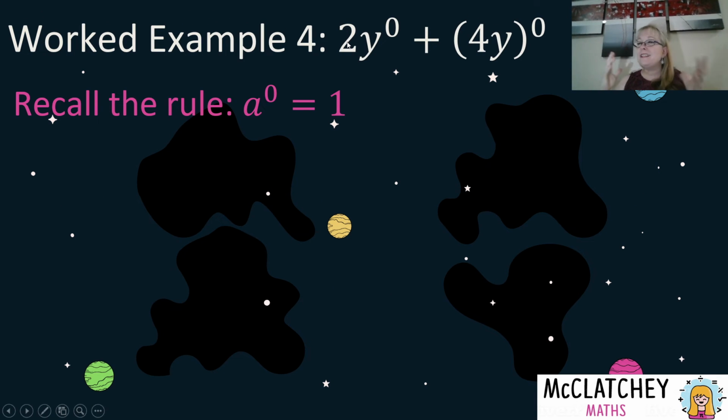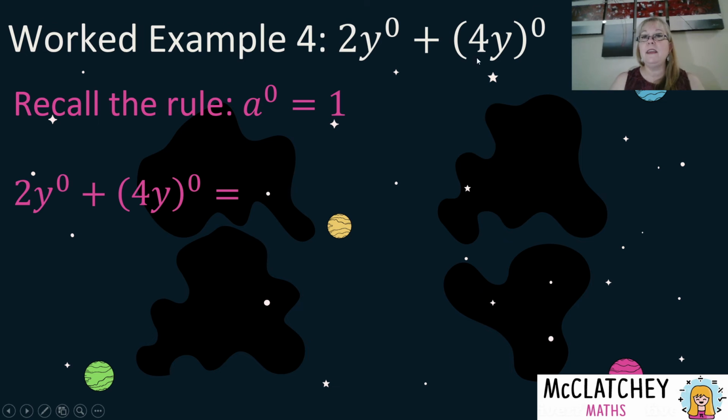Okay, so we've got one of these examples again, trying to trick you. So we've got 2 multiplied by y to the power of 0 plus everything in brackets for y to the power of 0. So we've got the law being applied in 2 different ways here. So first of all, let's look at this first part here, 2y to the power of 0. 2 is not raised to the power of 0. So 2 will be multiplied by 1 in this case. And over here, everything in the brackets is raised to the power of 0.